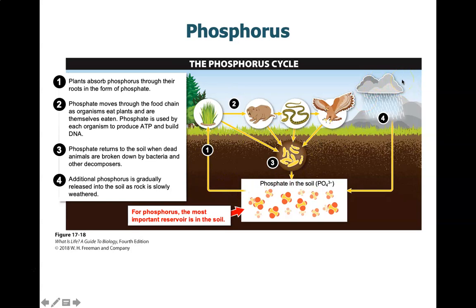Another important source of phosphorus is induced by rain. So rain causes weathering of rocks, which releases phosphorus from those rocks into the soil where it can enter this phosphorus cycle.